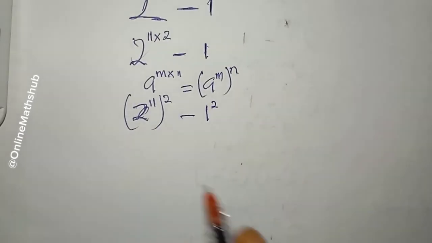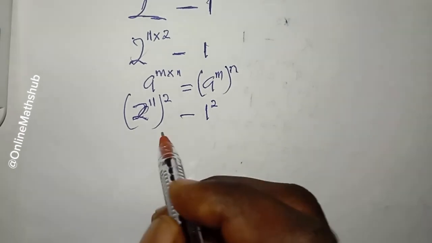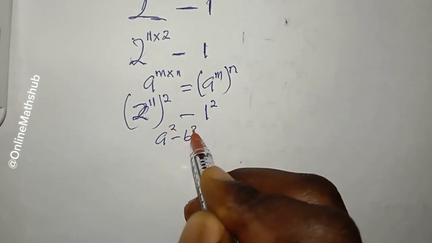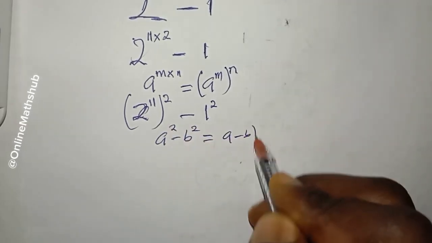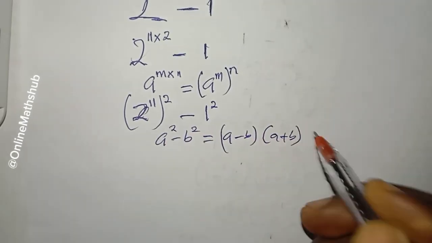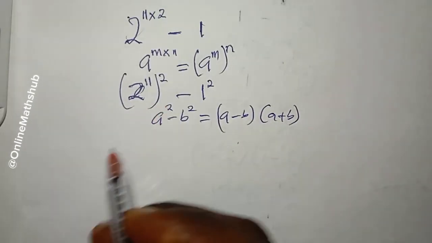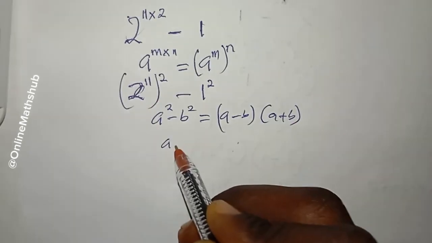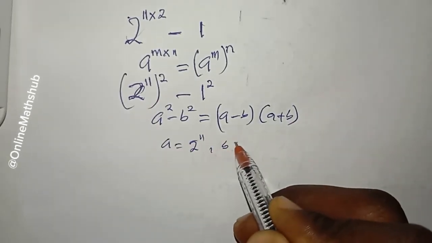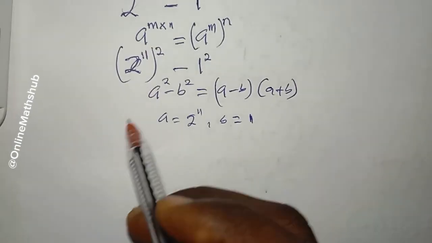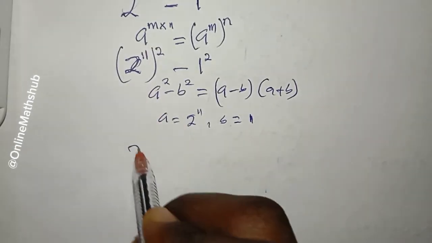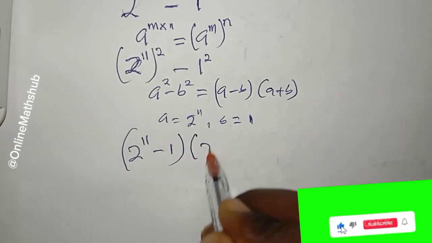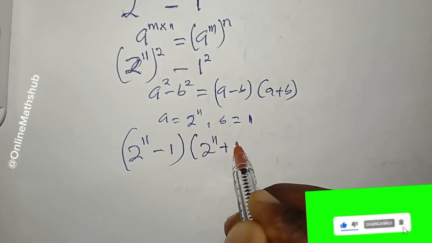Obviously you can see that we've got a difference of 2 squares. How do we expand a difference of 2 squares? If you have a squared minus b squared, you can expand this as a minus b multiplied by a plus b. This is what I'm going to be using to expand this expression. In this case, our a is equal to 2 power 11 and our b is equal to 1. Applying this expansion, we have 2 power 11 minus 1 multiplied by 2 power 11 plus 1.